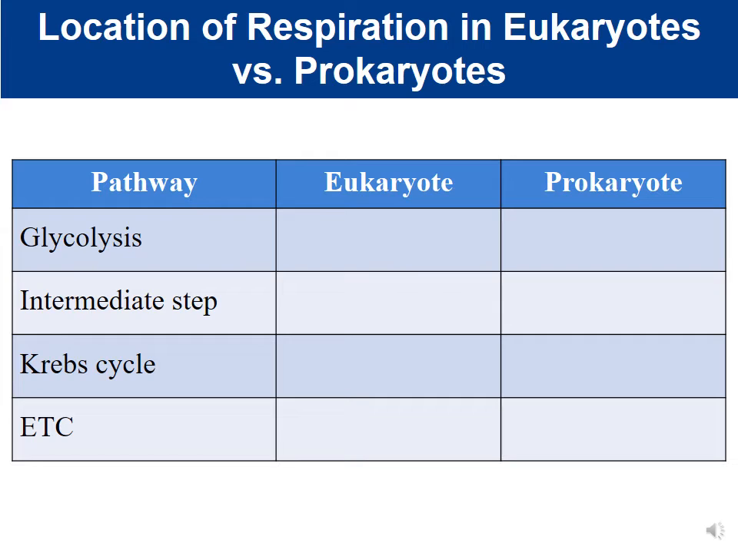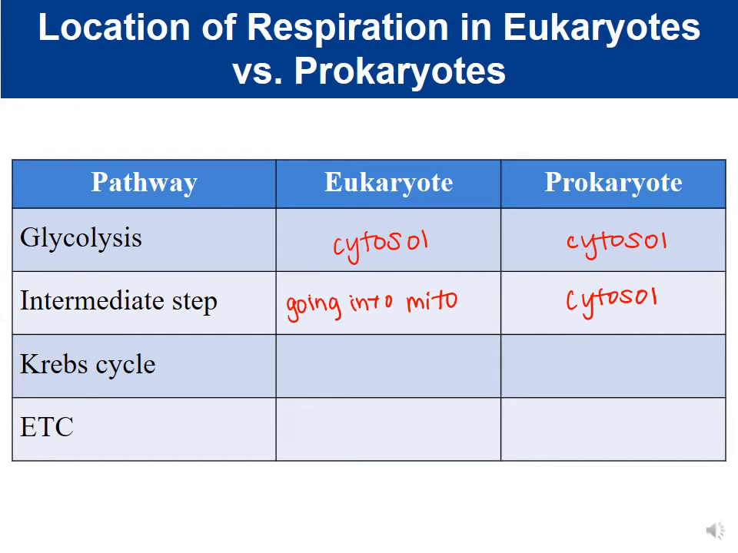So now we're going to fill in and just review where these different steps take place. If we're talking about glycolysis in eukaryotic cells, where does that take place? The answer is the cytosol. In prokaryotic cells, it's also the cytosol. The intermediate or transition step in eukaryotic cells is going into the mitochondria. In prokaryotic cells, cytosol.